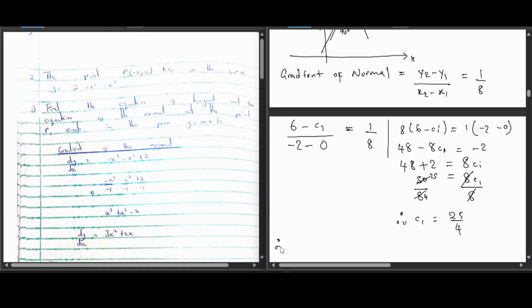So we say therefore the equation of the normal is given by, let me box it, just highlight my answer. It's given by y is equal to, what is m? 1 over 8. So it's mx plus c, which is 25 over 4. You can choose to further simplify it or not. So that is going to be our answer.